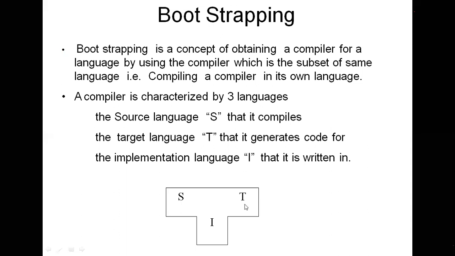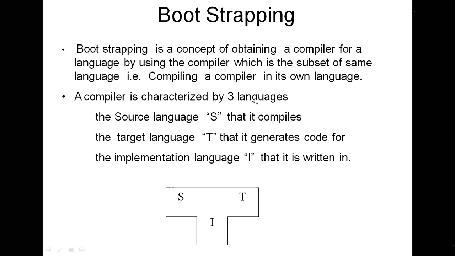I think you all understand what the representation is, the representation consisting of three languages, what S is, what T is, and what I is. And again, with the definition of the compiler, like I'm compiling a compiler in its own language. I'm just briefing it now.